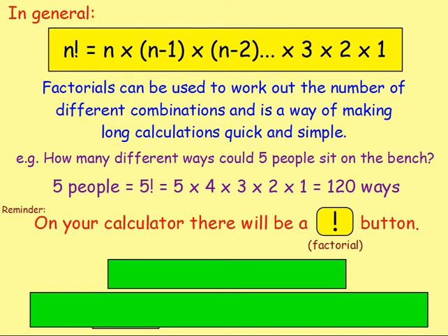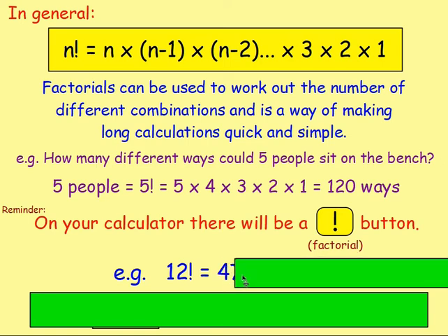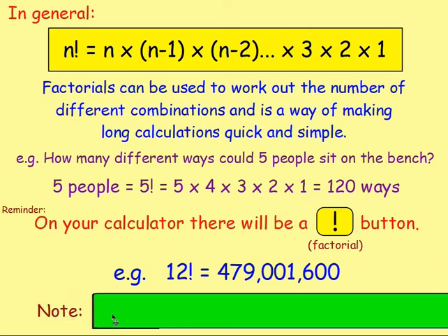However, when you are using factorials, the numbers start to get quite big quite quickly. If we were working out, for example, 12 factorial, well, 12 factorial is 12 times 11 times 10 times 9 all the way down to 1. If you work that out, you get 479,001,600. Woo! Big number.